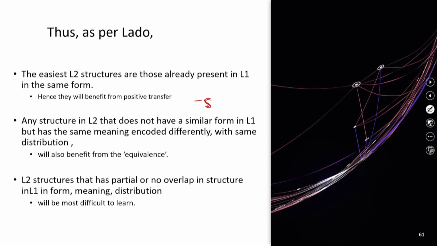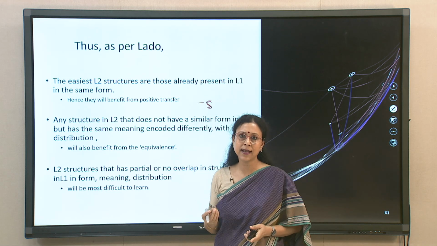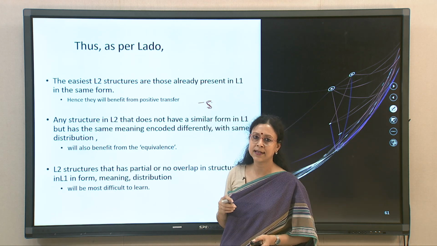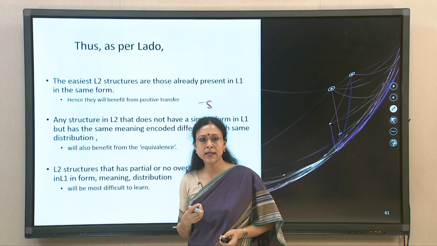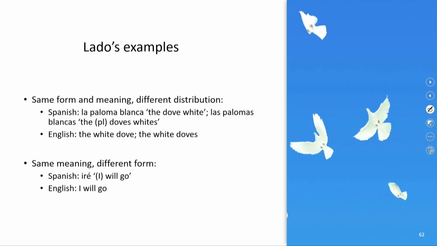So, distribution as in where all those words can be utilized, right. That is another way of looking at it. It may not have a similar form, not the exact form, but there is a similar kind of distribution. We will see the examples as Lado gives them one by one. And the third kind is when there is partial or no overlap in structure in L1 in form, meaning and distribution. So, one is where form and meaning are both similar, another is where the form is not similar, but the meaning is the same and the distribution is also the same, and the third is where there is partial overlap or no overlap. These are the examples that he gives.